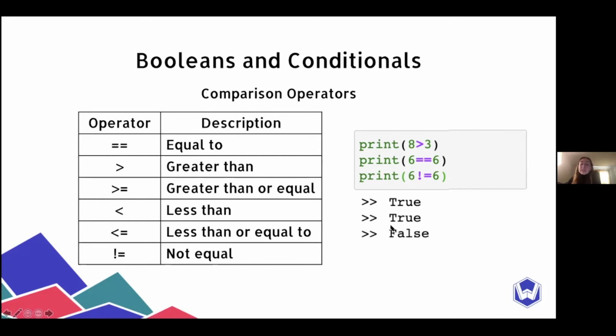So I have some examples that I ran in Python over here, printing whether 8 is greater than 3. It's pretty much asking, is 8 greater than 3? 8 is greater than 3, so that evaluates to the Boolean true.